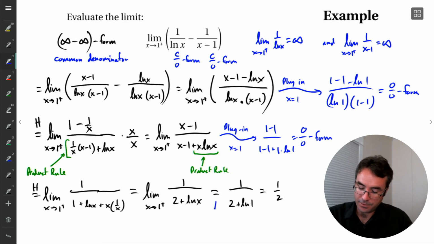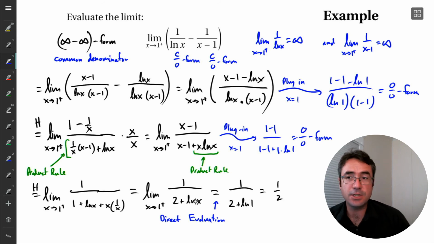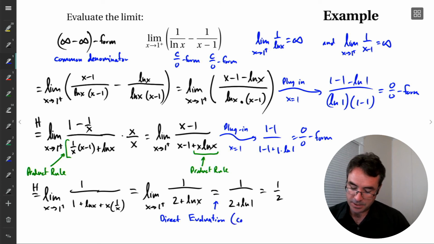And what we're doing here, finally, is just doing our direct evaluation, and we can do that because this function is continuous. We're not getting division by 0, and it's a natural log function, which is continuous at 1, and then it's just a fraction and some addition in the denominator. We're not getting division by 0. So this is a continuous function.